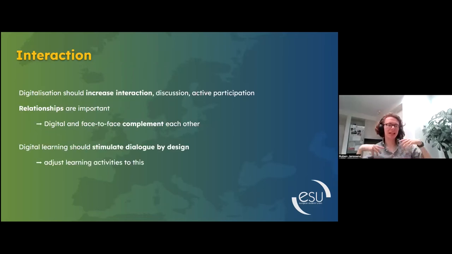And incredibly important in all of these digital learning methods is interaction. No matter whether it's a synchronous or asynchronous activity, whether it's video-based or an online lecture or online discussions, this digital learning should actually be increasing the amount of interaction that we have between students and between the students and the teacher. They need to encourage discussion and active participation because the relationships are super important within education. There needs to be this trust and this constant exchange of knowledge between students and teachers. And for that, we need to have digital methods and face-to-face methods complement each other. Use all of them for what they're suited best.